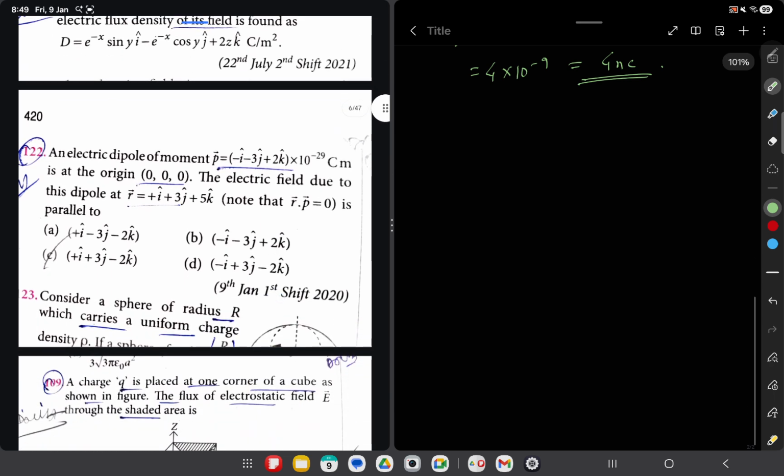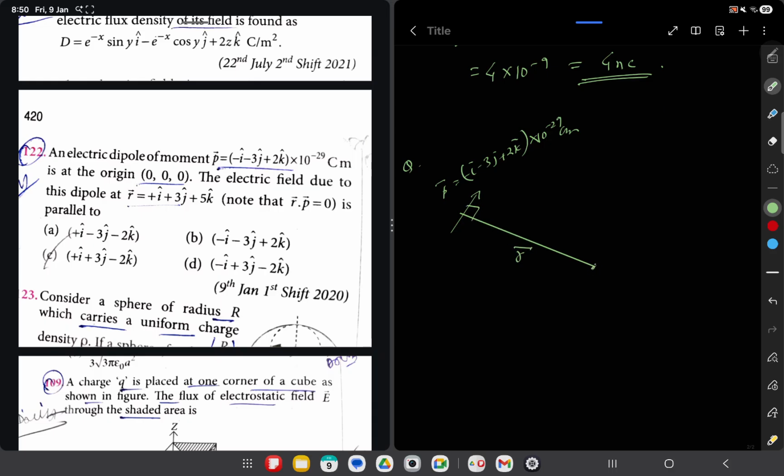Next question. In the given question there is a dipole at the origin. The direction is P equal to minus i minus 3j plus 2k into 10 to the power minus 29 coulomb meter. Now there is an electric field due to this dipole at some distance such that r dot p is 0. So r dot p is 0.